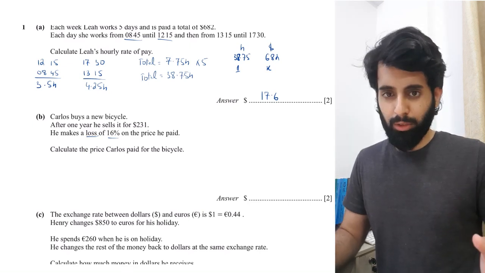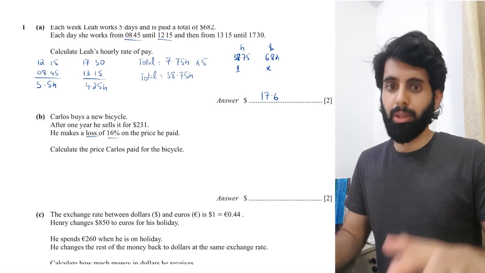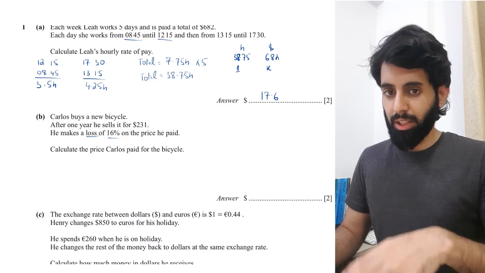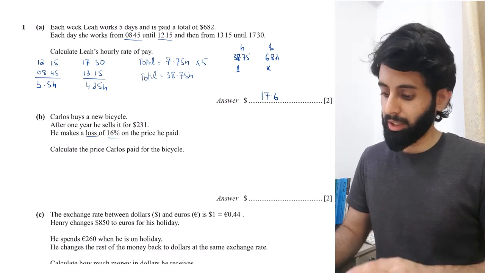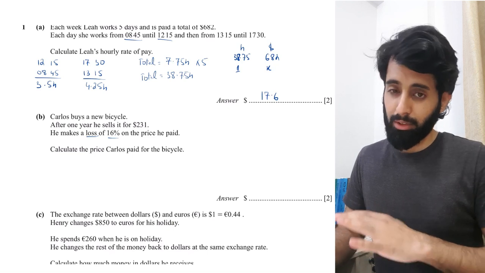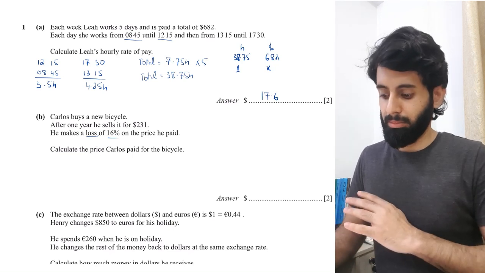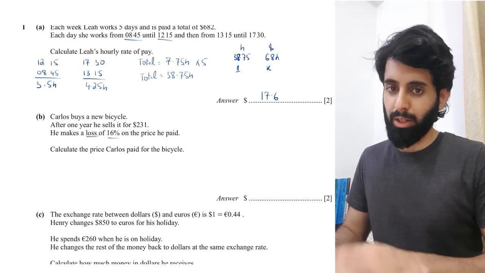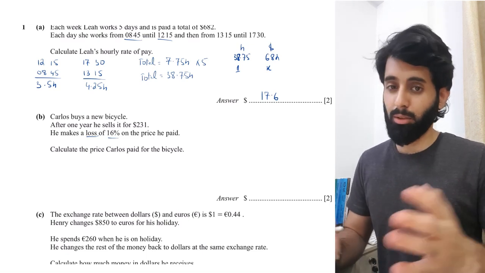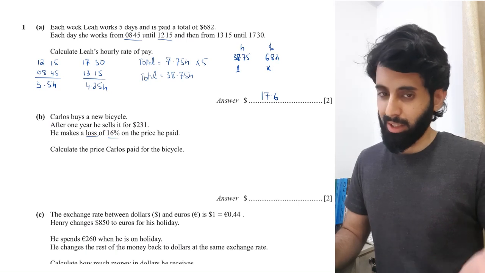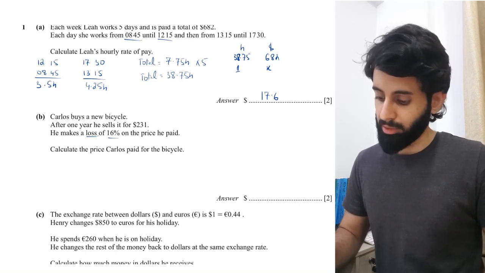So after he sold it for $231, by the way, I have covered this entire topic, everyday math, on Bright. You can go check it out. It's covered from scratch. I've done plenty of questions like these. So you can revise this topic and also attempt quizzes to understand how good your understanding of this topic is.